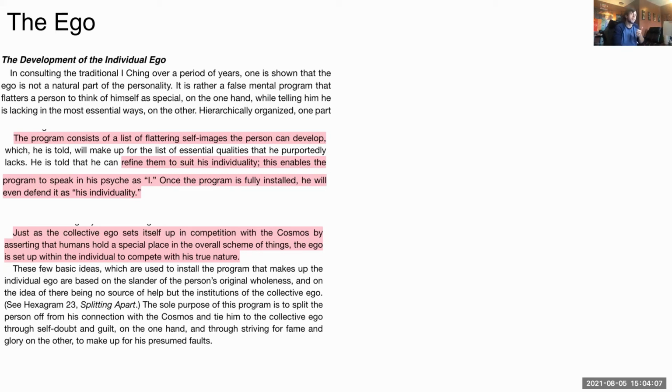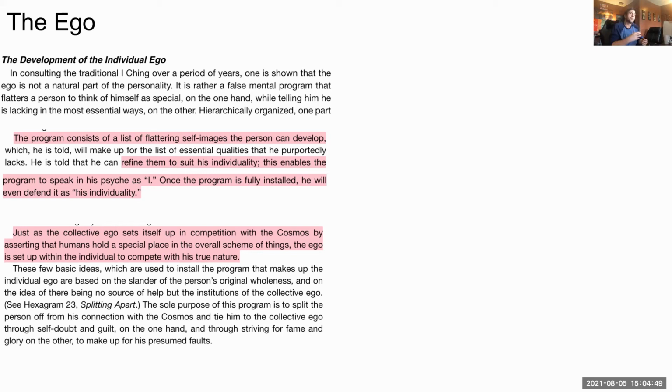based on the beliefs, for example, that humans are the center of the universe, that humans are special because they can use language, and the belief that we're separated into parts, such as mind, body, and spirit, and the belief that there's no one to help us but ourselves, the belief that we have to rely on the institutions of society for help, the covering up of the existence of the invisible world of consciousness, which exists in everyone and everything. So yeah, the ego is set up within the individual to compete with his true nature.